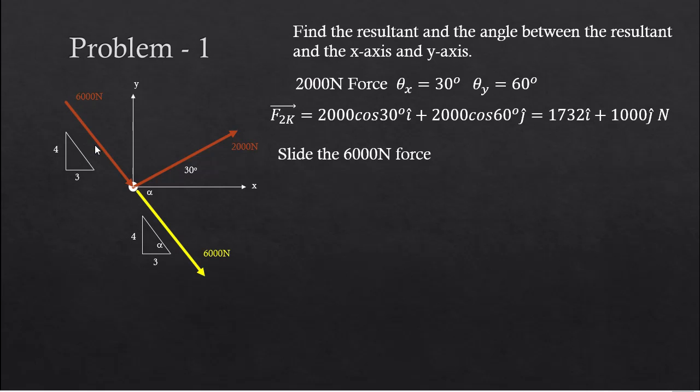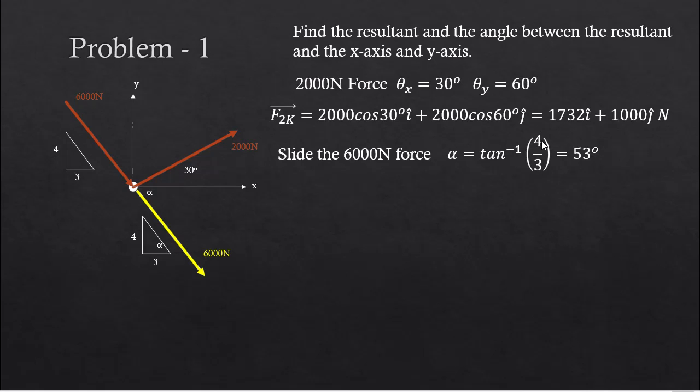We have to slide the 6000 Newton force downward, because you remember that we have to put the tip and tail together. So we slide the 6000 Newton force, and now we can add this vector and that vector. When you slide a vector along its line of action, the vector does not change.